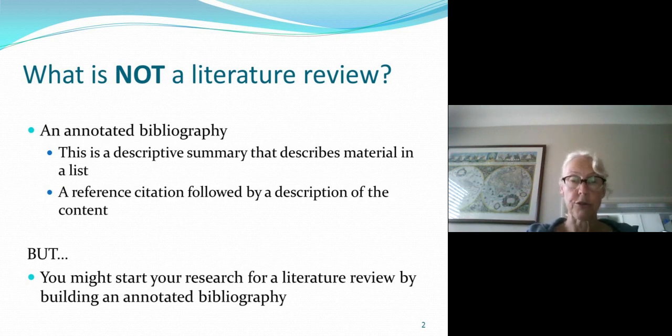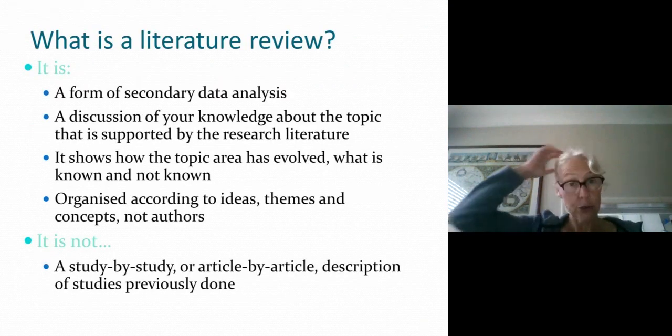This is not a literature review, and sometimes what students develop does tend to be a bit like this. In other words, they find a good book, they write what's in that book, and then they find a good journal article, they write about what's in that journal article, and it's just a list of different items. That's not what we're aiming for here. What we're trying to do in a literature review is tell a much more integrated story about what is already known about the topic that we're interested in. Now, we might actually start with an annotated bibliography, but that's not what the finished product should be like. So what is a literature review?